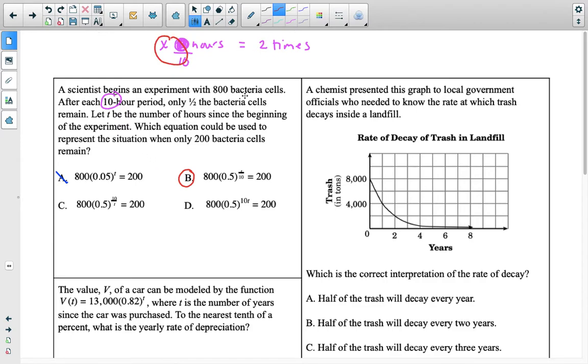So we would want to use however many hours we're focusing on, divided by 10-hour period to tell how many times it will be cut in half. So our answer is B, when we take our actual amount of hours divided by the 10-hour time period that we know of.